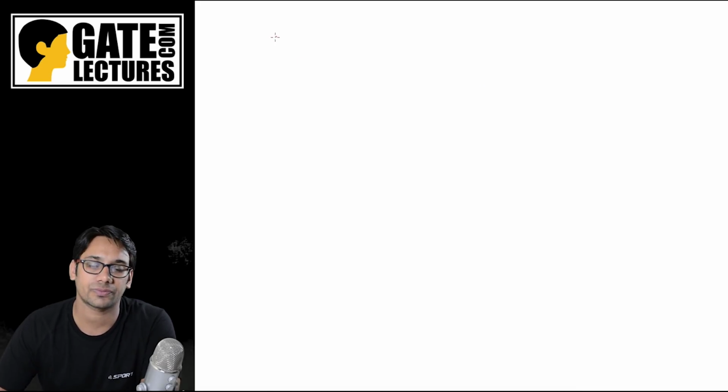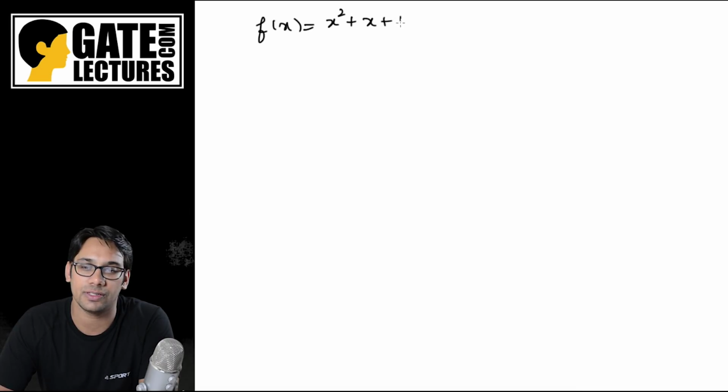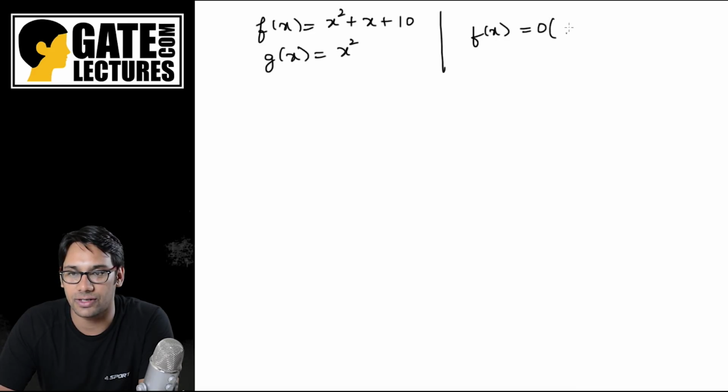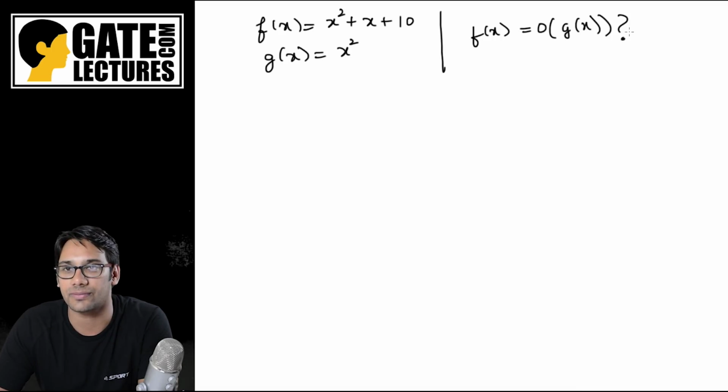Okay, so assume we are having this function. So let us suppose we are having f(x) as x square plus x plus 10 and g(x) as x square. Now in this case, can I say that f(x) is order of g(x)? Can I say this thing?